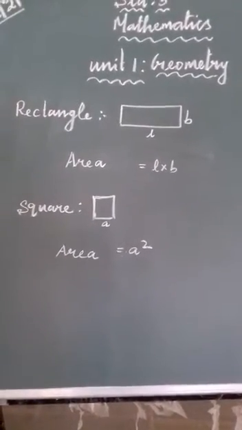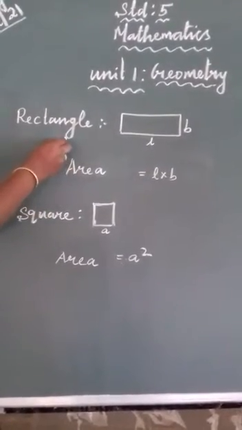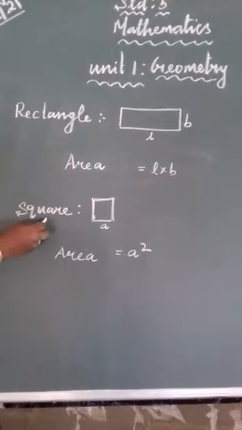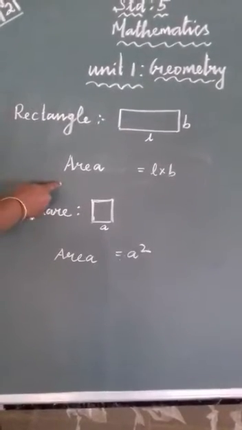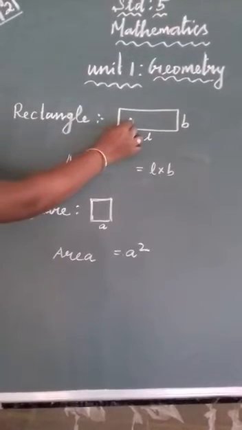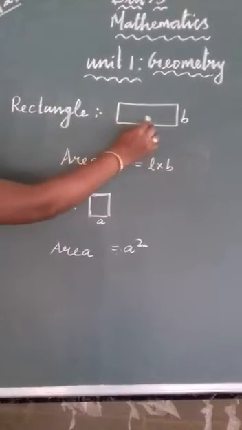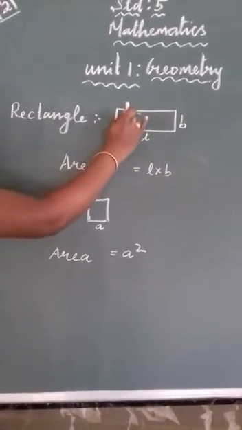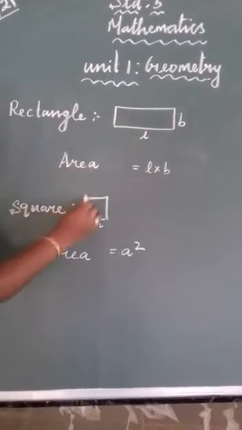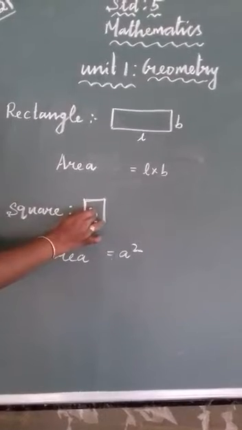In this class, we are going to learn about the next topic, area of a rectangle and square. Before moving on, what is area? The space covered by the boundary line is called the area. This is the boundary line. The space covered by the boundary line, this space is called the area of a rectangle. Here, this space is called the area of a square.